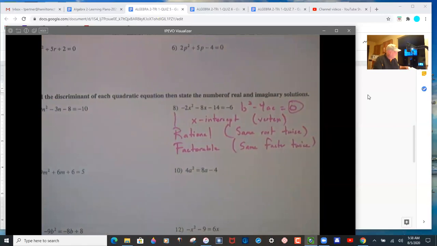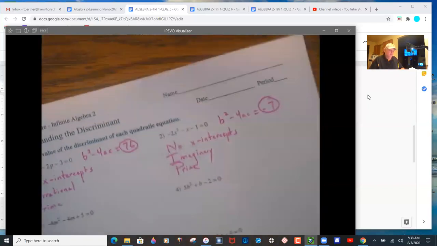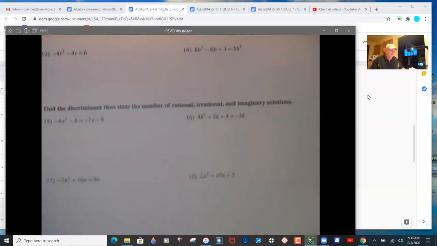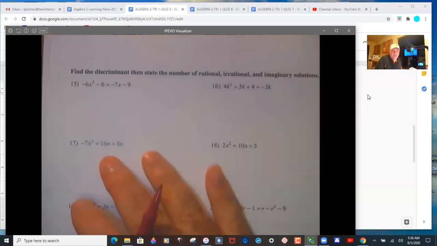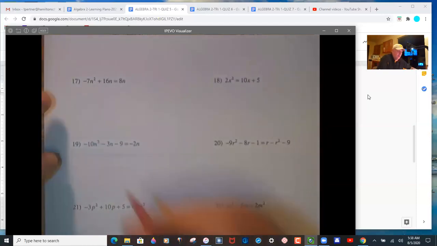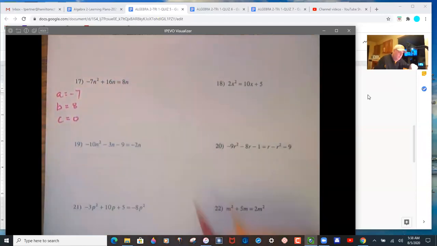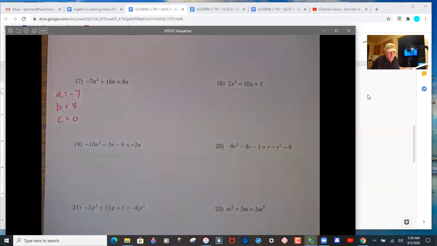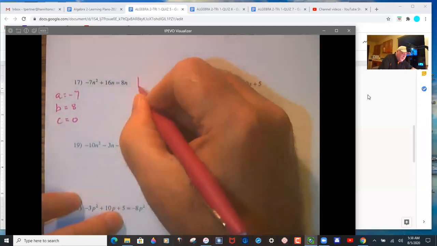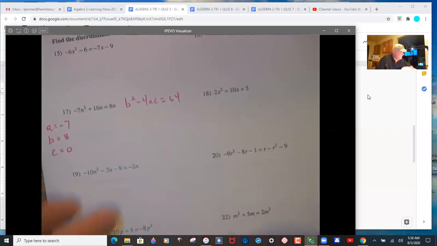All right, let's get 17. Got to jump around a little bit here to get all the different outcomes. So 17, be careful. A is -7, B is 8, C is 0. Be really careful there, because you have to subtract the 8n over. That makes 8 for B, and then C is 0. So b squared minus 4ac is 64 here. We can take the square root of that.